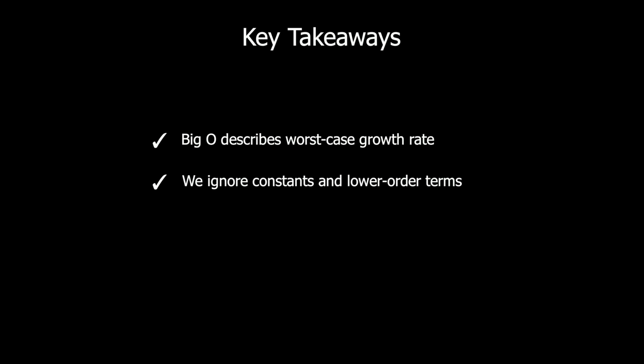Let's recap the key points about Big O notation. First, Big O describes the worst-case growth rate of an algorithm. Second, we ignore constants and lower-order terms. We care about the overall trend, not the exact numbers. And third, this knowledge helps us choose the right algorithm for the job, making our programs faster and more efficient.